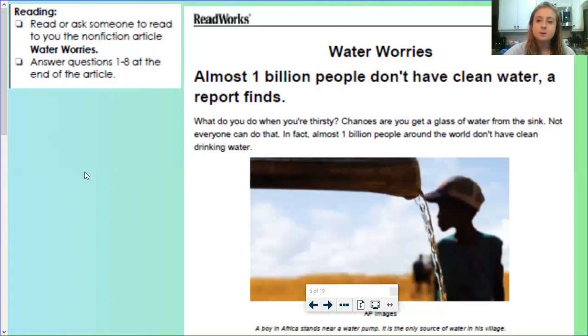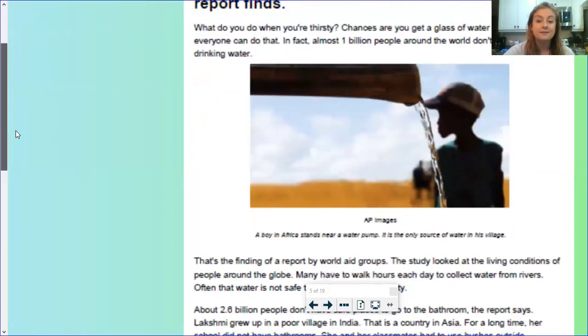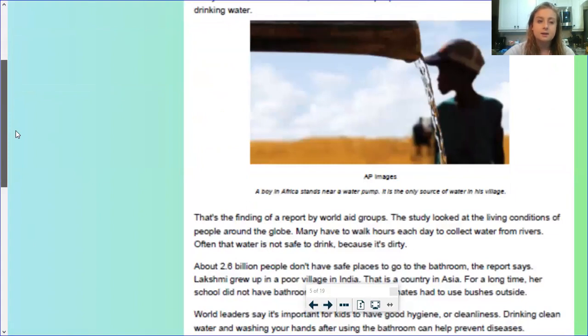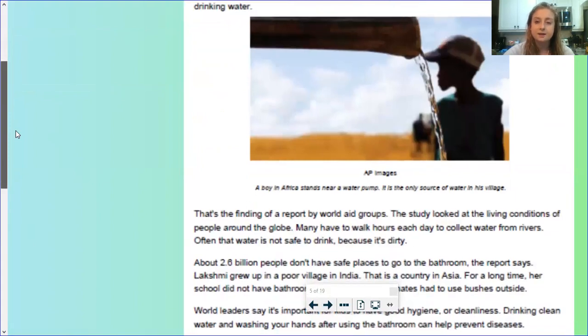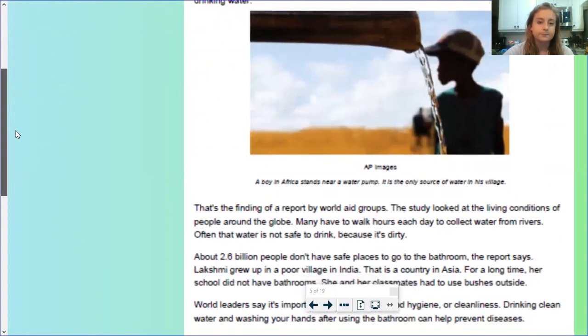Almost 1 billion people don't have clean water, a report finds. What do you do when you're thirsty? Chances are you get a glass of water from the sink. Not everyone can do that. In fact, almost 1 billion people around the world don't even have clean drinking water. And then there's a picture, a boy in Africa stands near a water pump. It is the only source of water in his village.